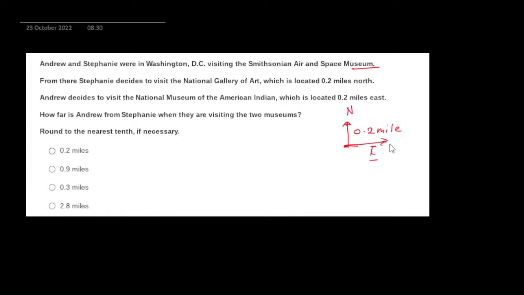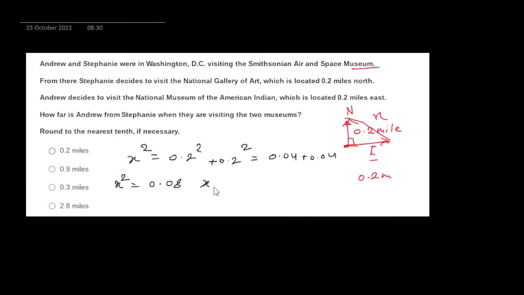Now east, how much distance are you going? You are again going 0.2 mile only. So what is the distance between you two? Again you are going to use the Pythagoras theorem, because here you will get a 90-degree angle. Suppose this is x, so I will say that x square will be equal to 0.2 square plus 0.2 square. 0.2 square is 0.04, plus 0.04, so therefore I will get x square equals 0.08. So therefore x is the root of 0.08.